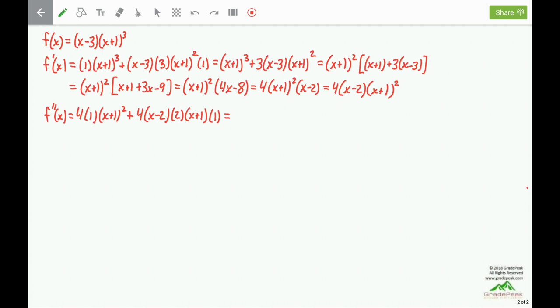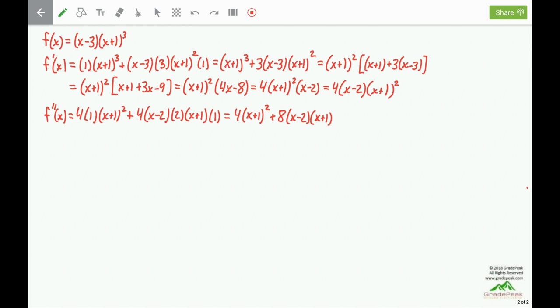For the first term, we can multiply the constants. 4 times 1 will be a 4. We have an x plus 1 squared. For the second term, we can multiply the constants. 4 times 2 is 8, times 1 is still 8. We have an x minus 2, and we have an x plus 1.